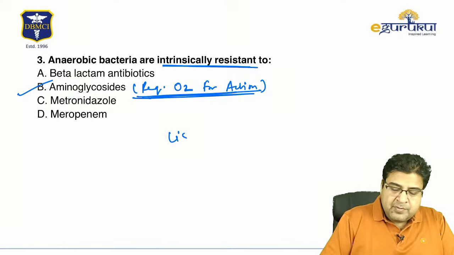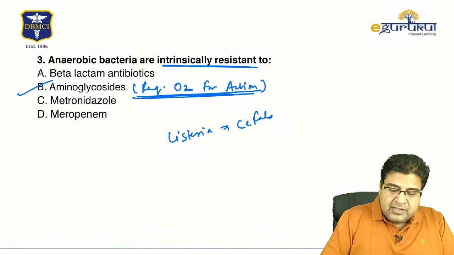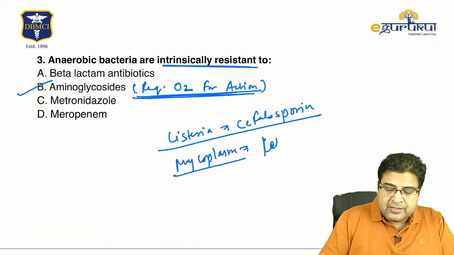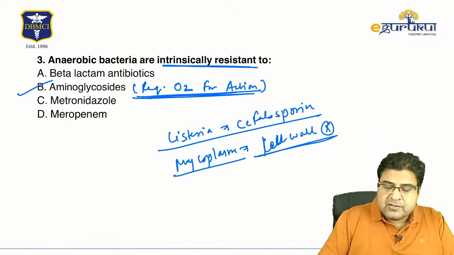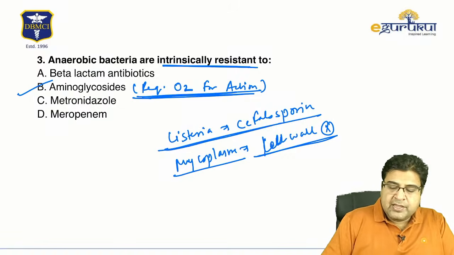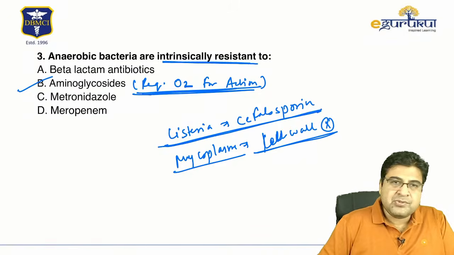Now, guys, please remember Listeria has natural resistance to cephalosporins, and Mycoplasma has natural resistance to cell wall inhibitors. Right? So Mycoplasma has natural resistance to cell wall inhibitors and Listeria has natural resistance to cephalosporins.